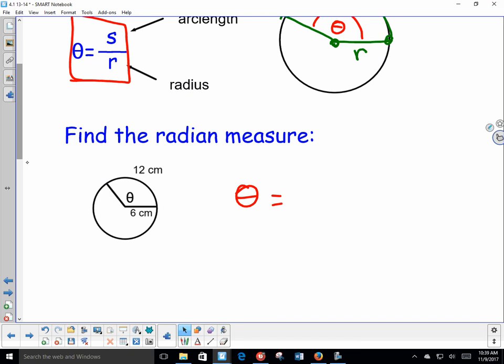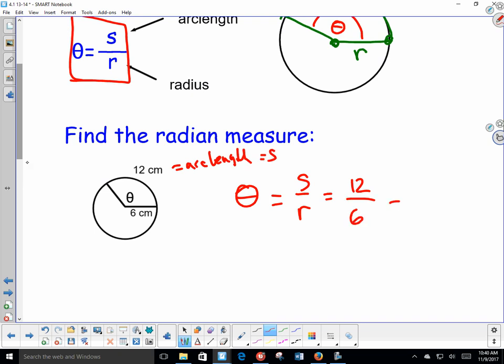Theta is going to be equal to what, Garrett? 12/6. Yes, theta equals S over R, so that S is 12, that's our arc length, over the radius is 6, so it's just equal to 2. What units are we talking about?